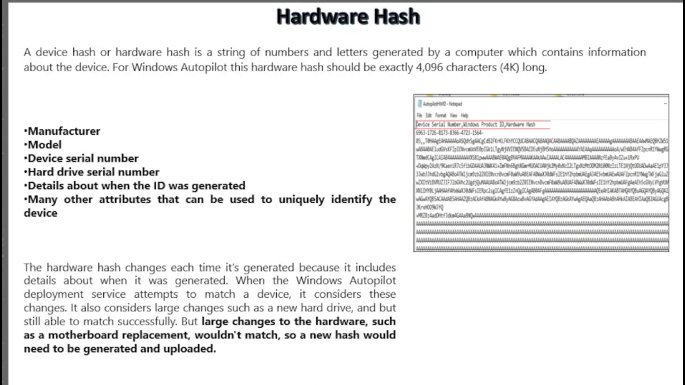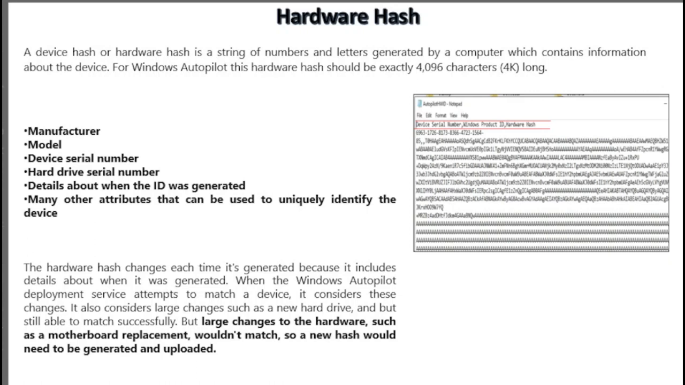Now let's discuss about the hardware hash. A device hardware hash is a string of numbers and letters generated by a computer which contains information about the device. For Windows Autopilot, this hardware hash should be exactly 4096 characters long. To identify a device with Windows Autopilot, the device unique hardware hash must be captured and uploaded to the services. This step is ideally done by the hardware vendor like original equipment manufacturer, reseller or distributor. The hardware vendor automatically associates the device with an organization.